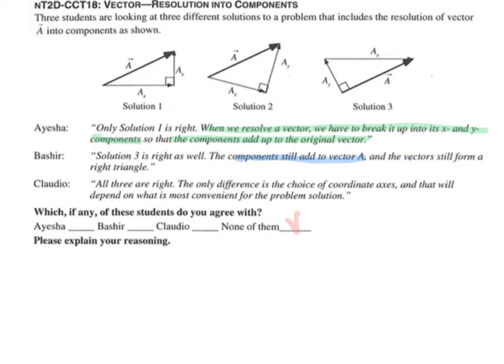And they do still form a right triangle, but both of these are missing an important part, which is that the component vectors, the subvectors, have to be at right angles. All right, the components are always at right angles.